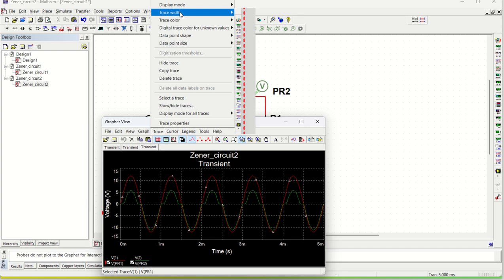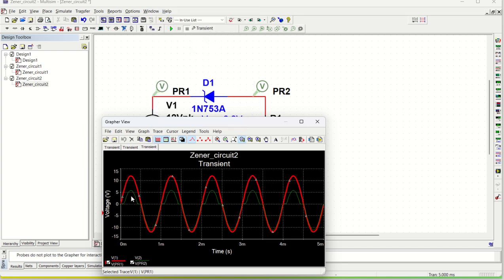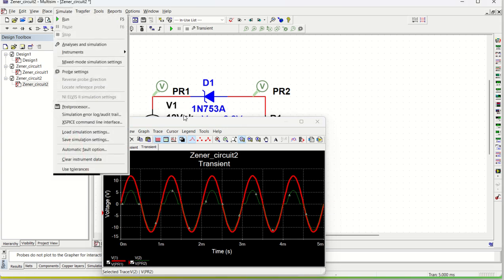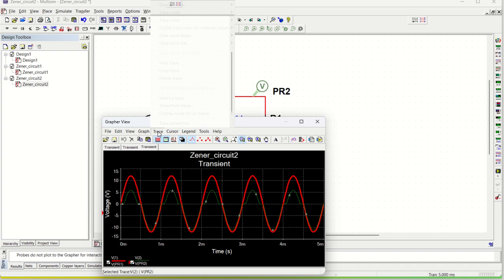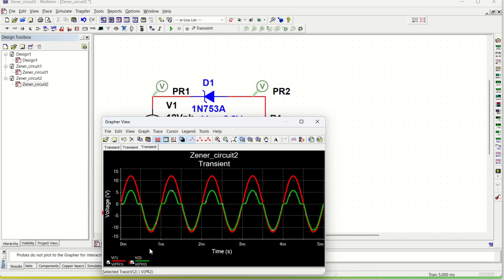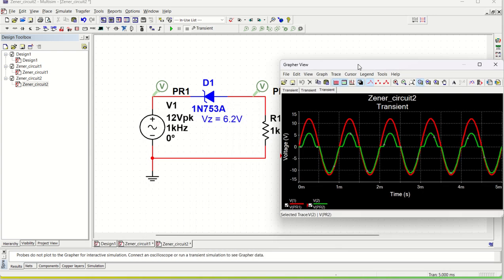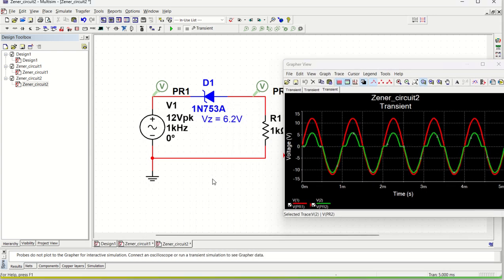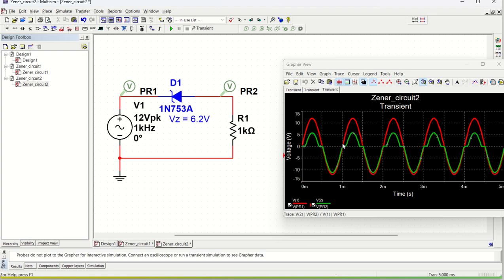So as you can see, my red color is your input voltage, okay? And green color is your output voltage. So what is going to happen? Whenever this is the input voltage, 12 volt peak and 12 volt down, right?